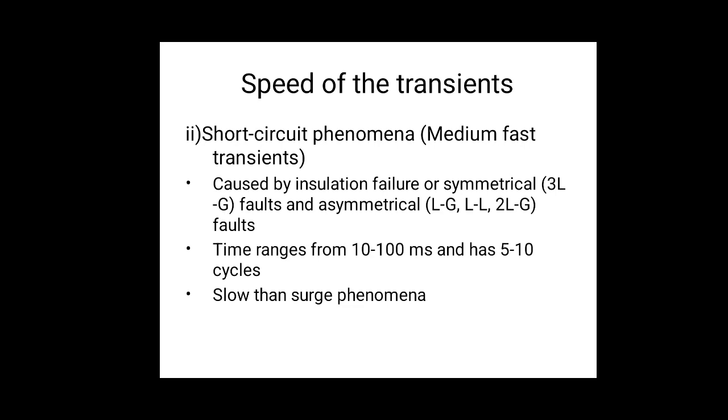Second is short circuit phenomena or medium fast transients, which is caused by insulation failure or by fault, such as symmetrical or unsymmetrical faults. The time range is between 10 to 100 milliseconds and it has 5 to 10 cycles, which is a slow phenomena compared to surge phenomena.